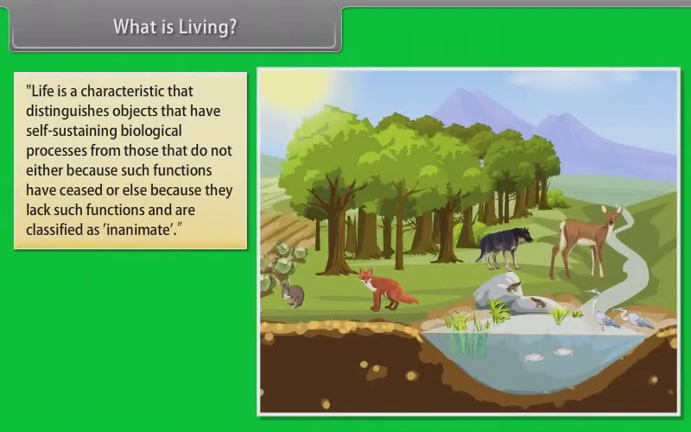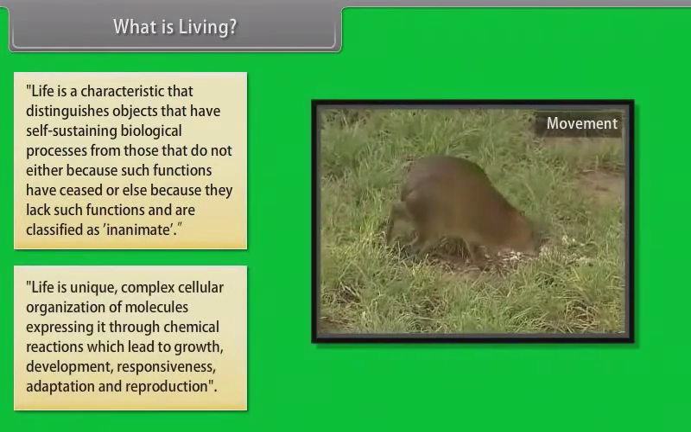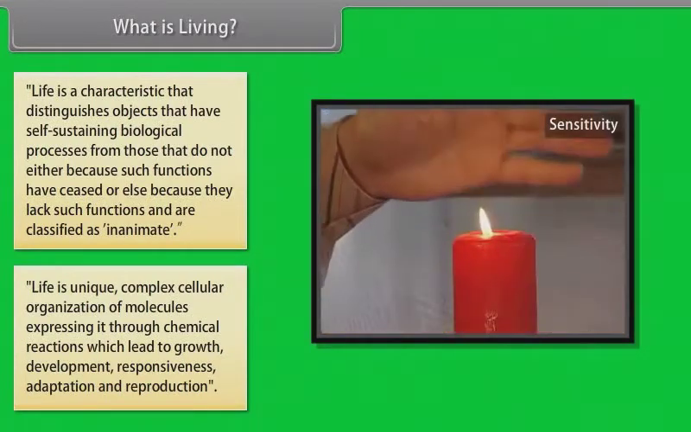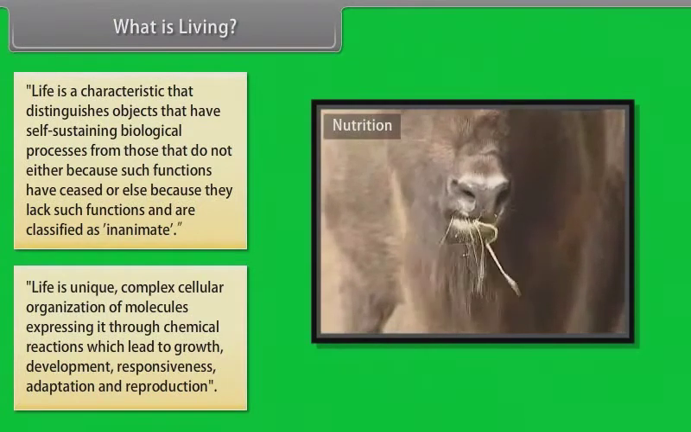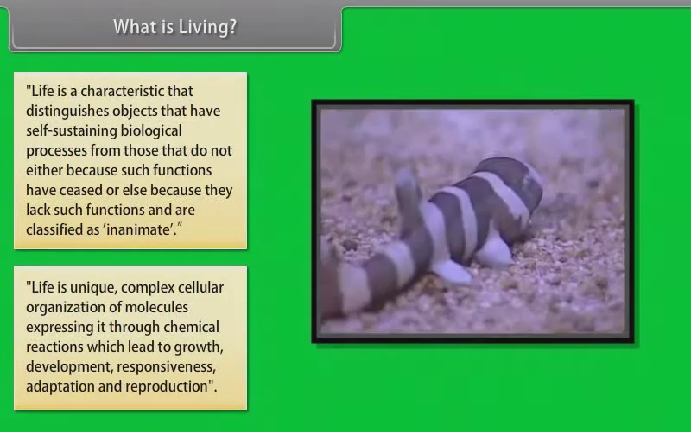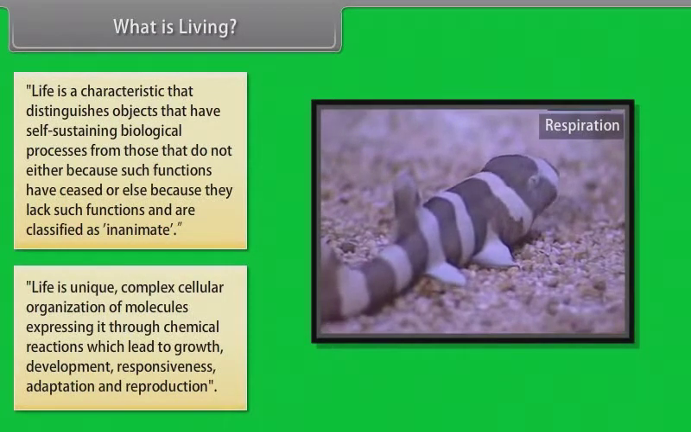What is living? Life is a characteristic that distinguishes objects that have self-sustaining biological processes from those that do not, either because such functions have ceased or else because they lack such functions and are classified as inanimate. Life is unique, complex cellular organization of molecules, expressing it through chemical reactions which lead to growth, development, responsiveness, adaptation, and reproduction.